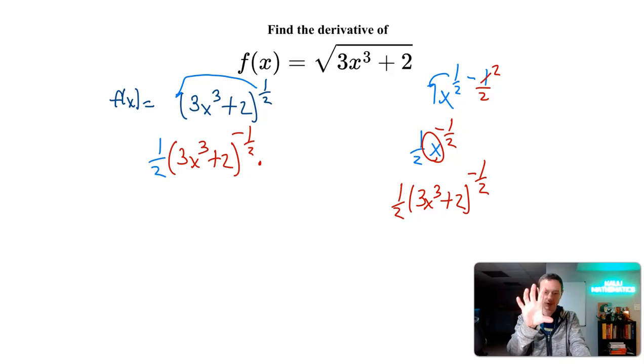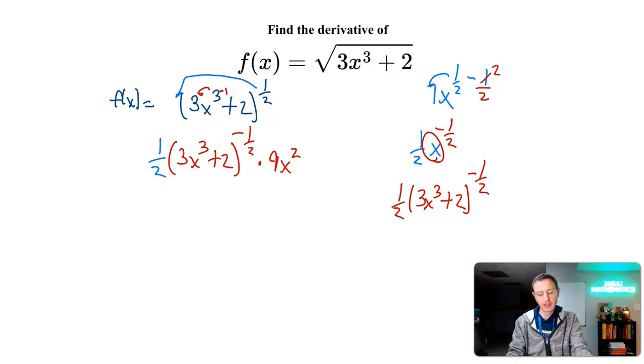Now I want to take the derivative of 3x to the third plus 2. The derivative is going to be 3 times 3, which is 9, x, and then 3 minus 1, which is 2, so 9x squared. 2 is a constant, so that drops out. Now it's just the cleanup process, rewriting and moving some things around.